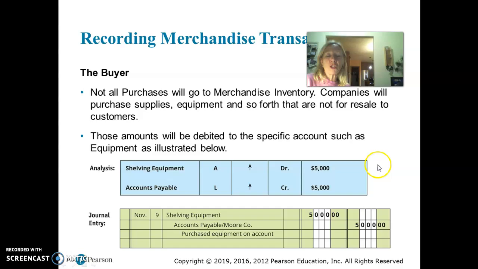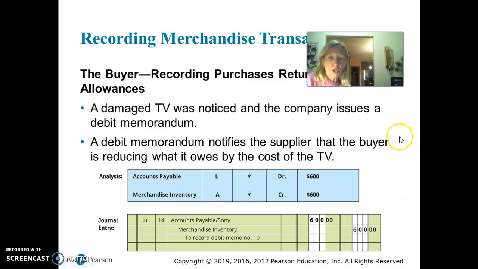So that part for this chapter is a little bit of a review, which is a good thing because your final's coming up. Okay, so now we're going to give you another example of a type of journal entry. So far we did merchandise inventory and an account payable. The next thing they're going to show you is what happens if you buy your merchandise from Sony and you notice that one of the televisions was damaged.